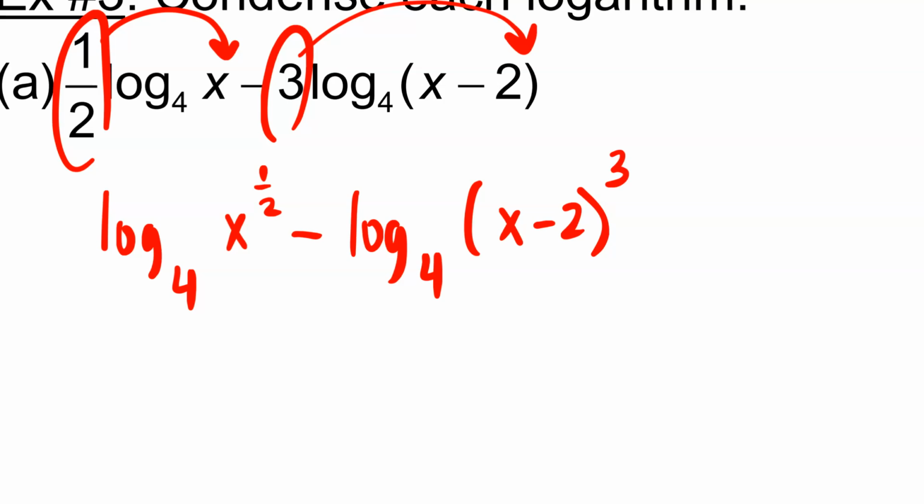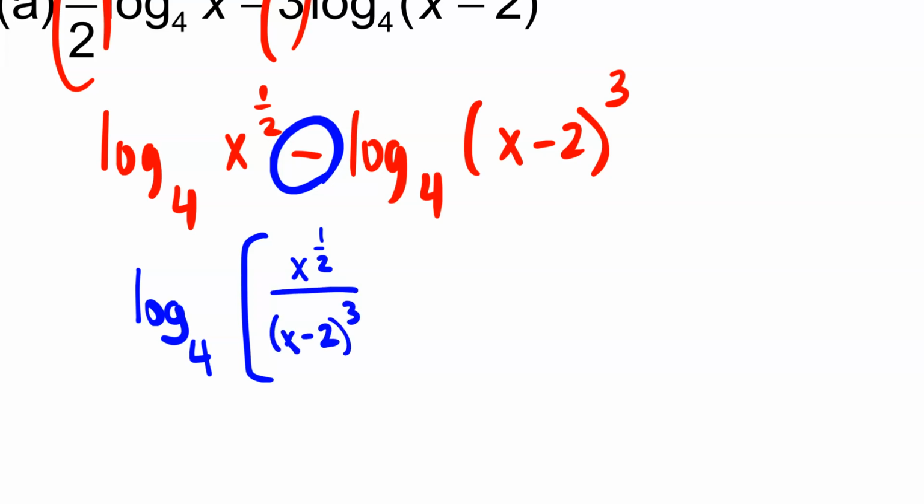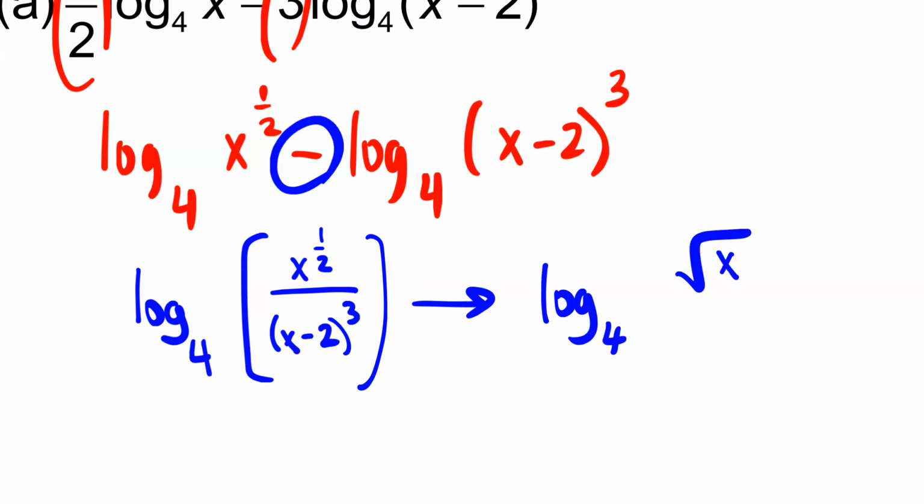So we have our exponents back, and then as long as we have the same log base, I have log base 4 and log base 4, they're being subtracted. So what does that mean I should do to the inside? Divide. Okay, so this is going to be log base 4 of x to the 1/2 over x minus 2 to the 3rd power. So in my final answer, it's going to be log base 4 of square root of x over x minus 2 cubed.